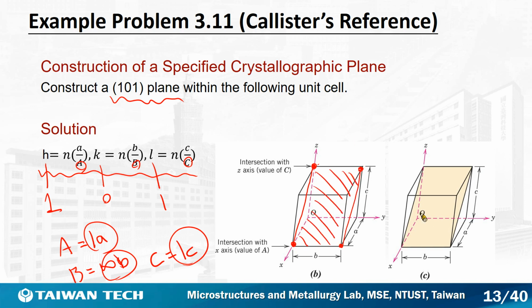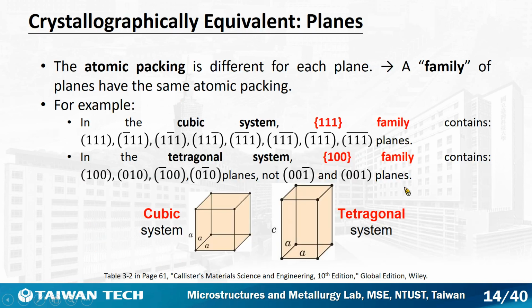Okay, so this is the answer. And let's talk about crystallographically equivalent planes. We already know it for directions, and it will be the same for the planes. For atomic packing, it should be different for different planes. But if we have a family of planes, they will have the same packing. So it will be important to identify the equivalence of planes.